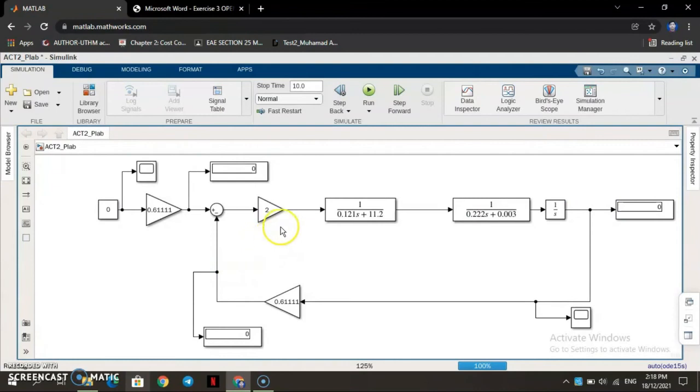So now for the next step, we just need to change the value of 1, which is to increase step by step from 2 to 10, and then investigate the output position value and how the system acts.